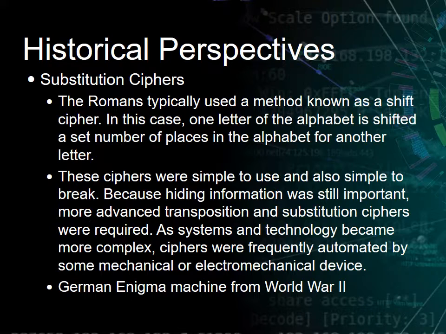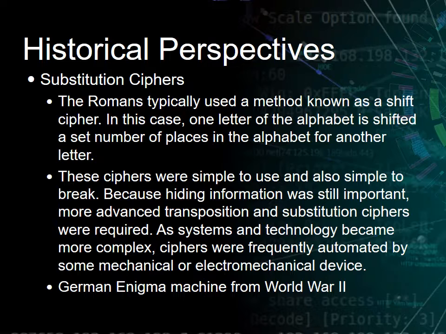From a historic perspective, substitution ciphers seem to be the most common. The Romans typically used a method known as shift ciphering. In this case, one letter of the alphabet is shifted a set number of spaces in the alphabet for another letter. You probably did this as a kid, where you had the decoder ring or whatever. You could spin the ring, and it would shift the letters however many number of clicks or whatever.